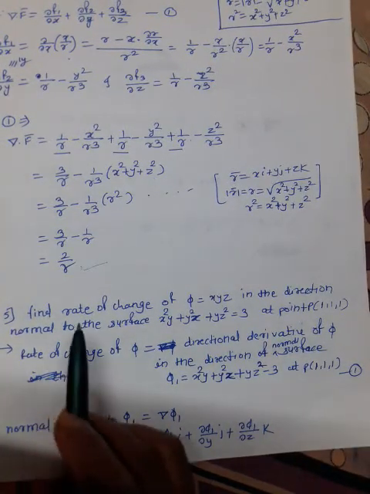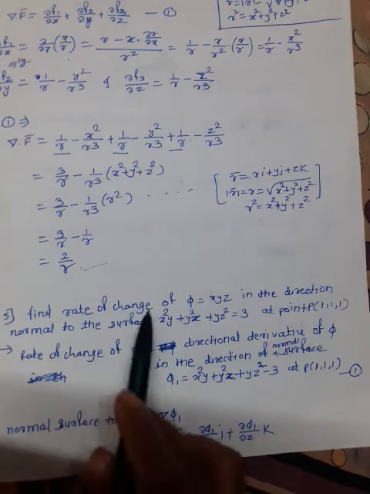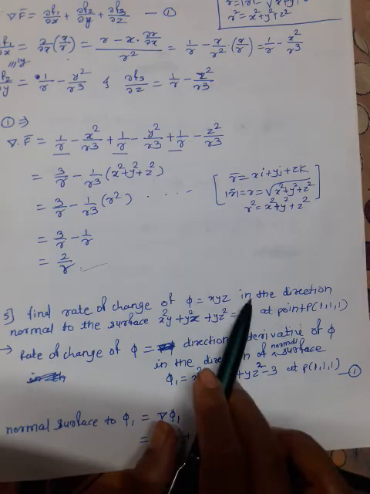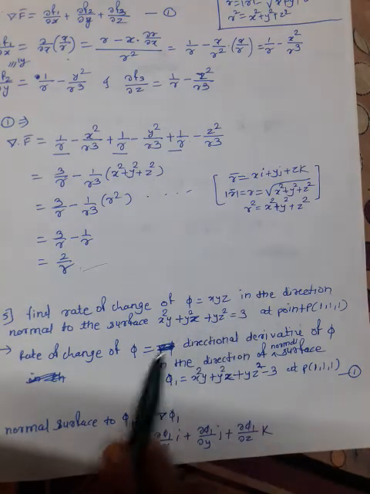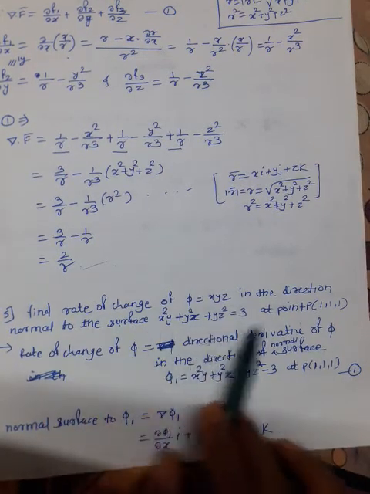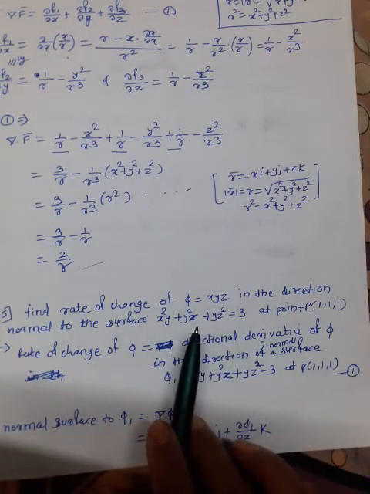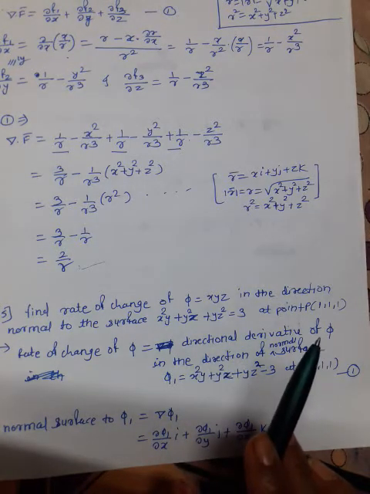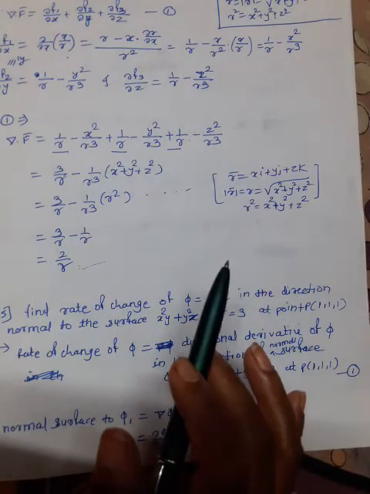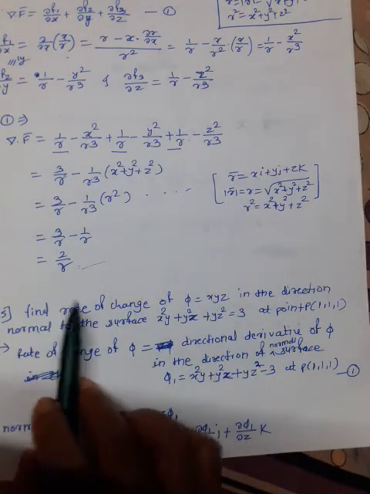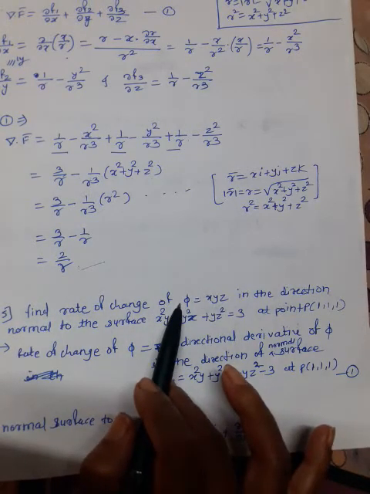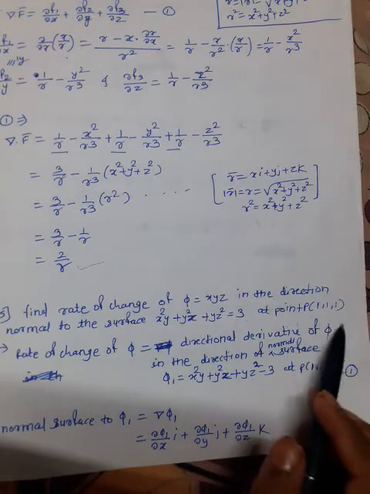Now consider the next example. Find the rate of change of phi equal to xyz. It is given. Let us see first the question: in the direction normal to the surface. Whenever these words come in an example, it means we have to find the directional derivative. That directional derivative is, in other words, called the rate of change, meaning the directional derivative of phi, at the point given, 1 1 1.